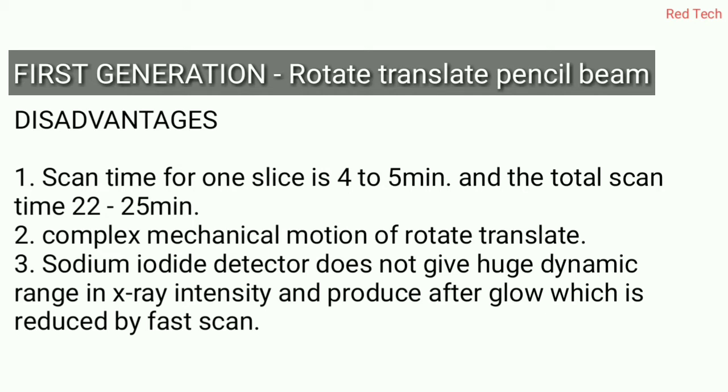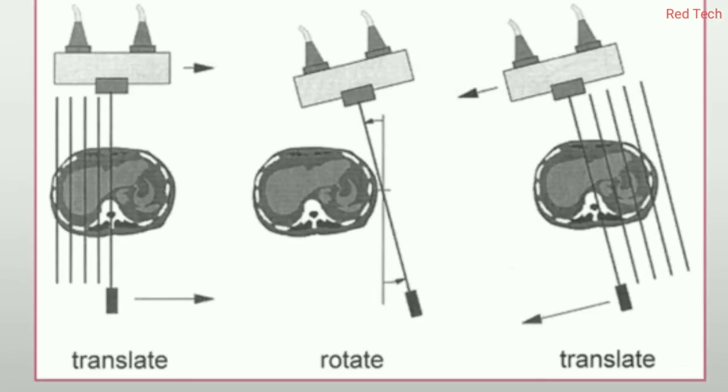The complex mechanical motion of rotate translate is also one of the disadvantages of the first CT generation, because it is very complex to rotate and translate. The sodium iodide detector does not give a huge dynamic range in X-ray intensity and produces afterglow, which is reduced by fast scan. This is all about the disadvantages. Mainly we remember two things: the scan time, and that it was only developed for evaluation of the brain. Now here you look at the diagram of the first CT generation.